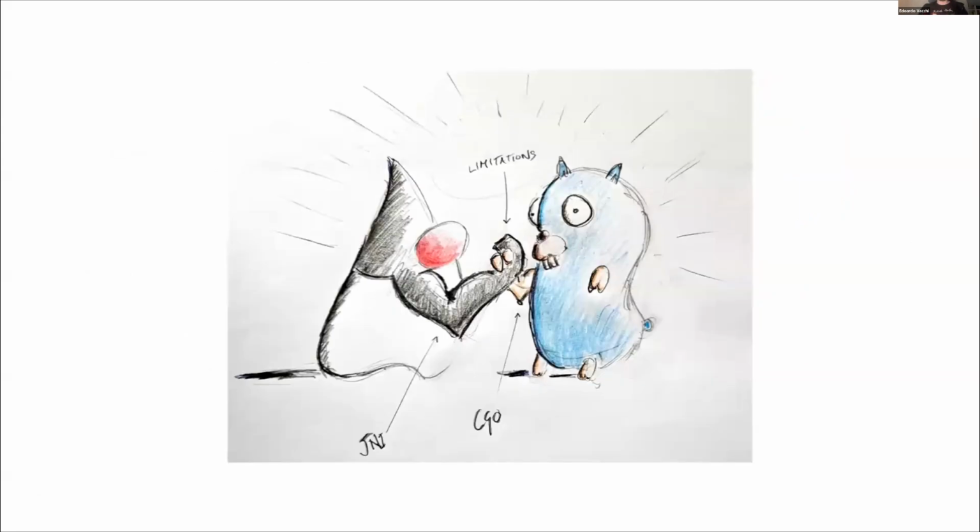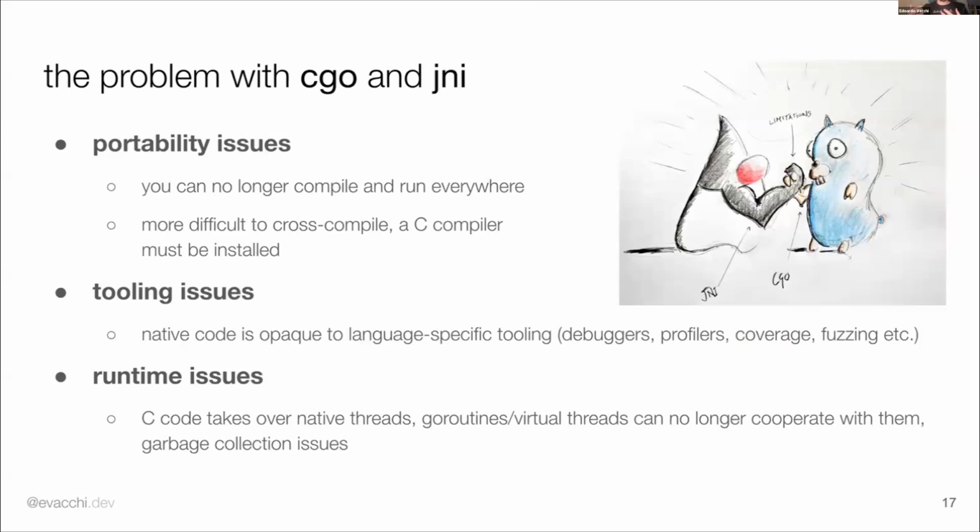What are those rules? So when it comes to limitations, JNI and CGO are kind of similar, and that's where I would say the JVM and Go are the most alike. So what are these rules? The rules are that you cannot really assume anything about what's happening in that native code. You can't assume that it will play nicely with your runtime, with your Go routines, with your virtual threads, or with your garbage collector.